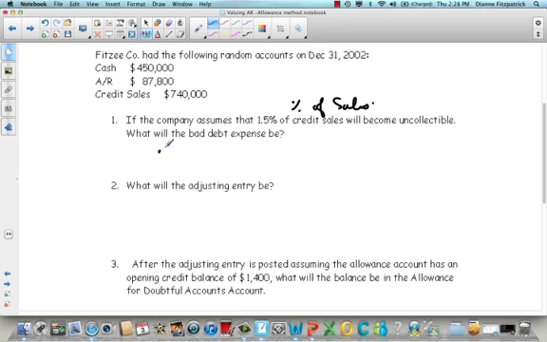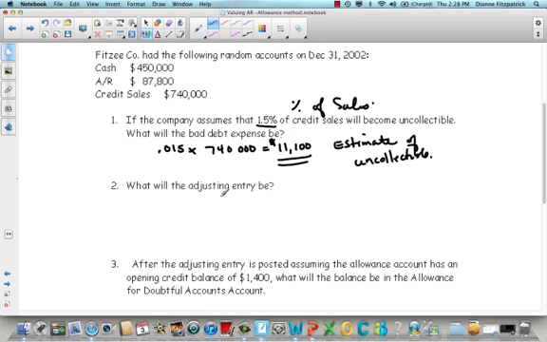0.015 is that percentage when you convert it to a number, times $740,000, because remember, we're going to apply it against credit sales. We're going to get 11,100. And so this is the estimate of what we think we will not be able to collect.